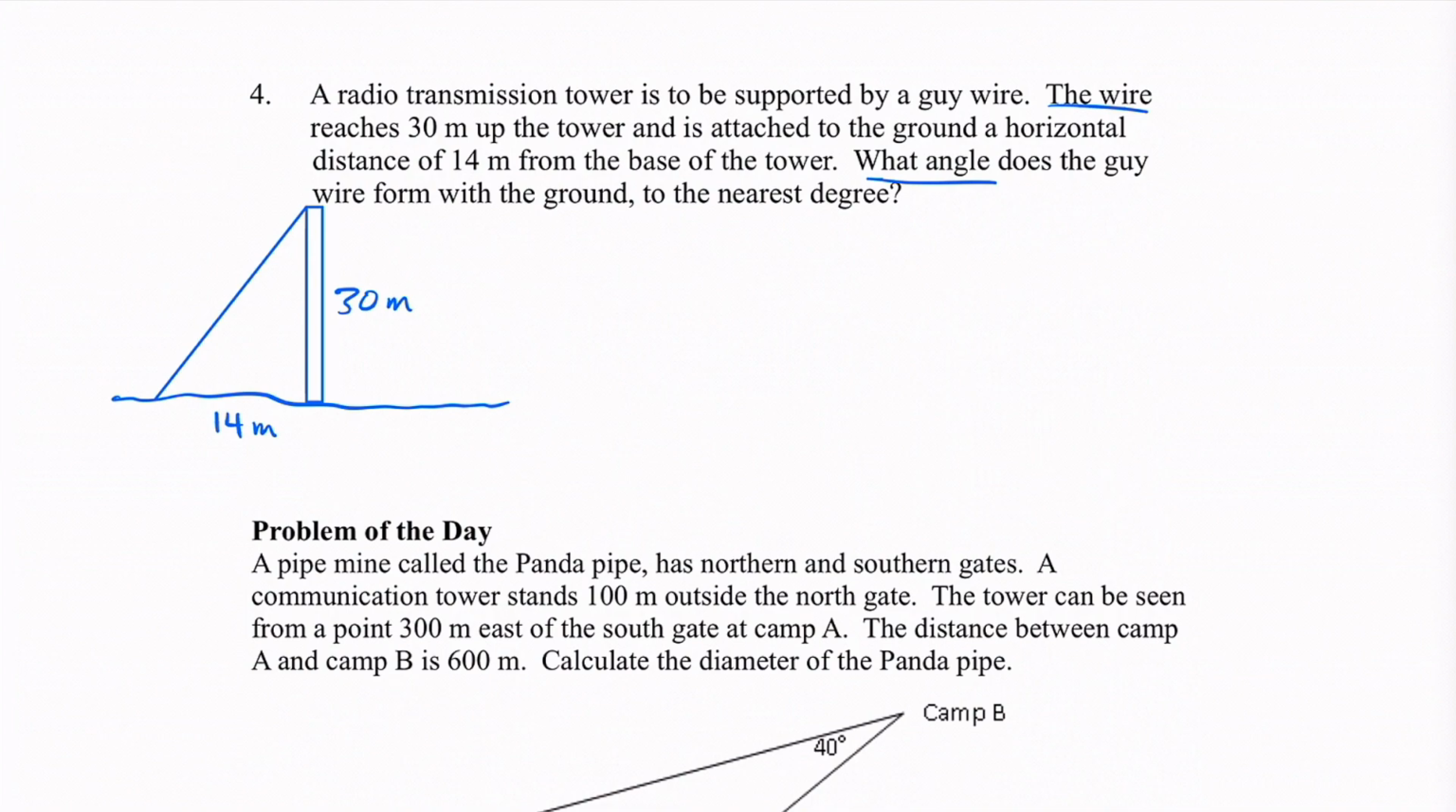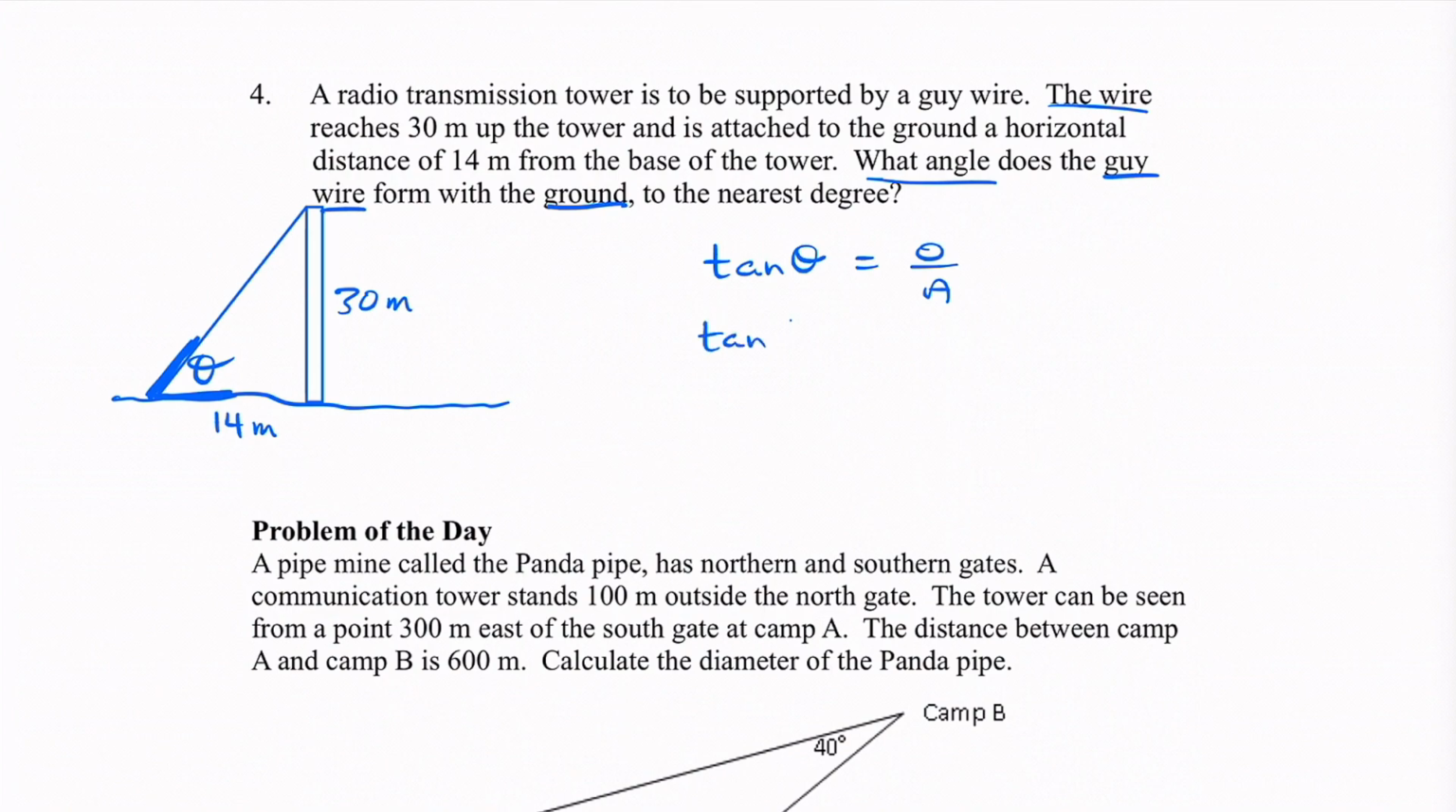So again, it was guy wire with ground. So guy wire is this, ground is this, and then wherever those two meet, that is where your angle is. So we are trying to find that angle right there. We call it theta. So start with our ratio. Tan theta is opposite over adjacent. Then we fill it in.